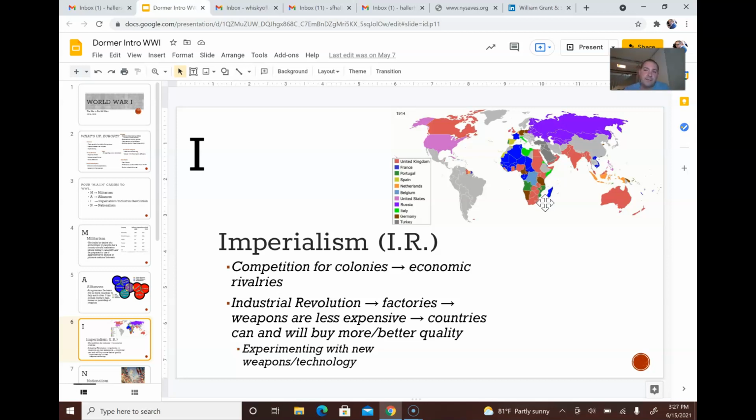But there's also, as I've said, new technology being created, right? The Industrial Revolution has created new types of guns and new types of planes and all those things that allow for greater abilities to kill people. And that certainly is being drawn on here.